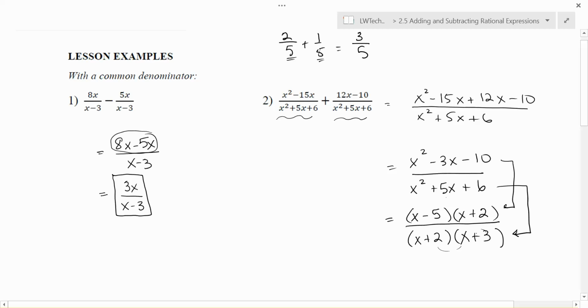So after factoring my expression, I now have this: x minus 5 times x plus 2 on the top, and x plus 2 times x plus 3 on the bottom. At this point, it's real easy to see that we do have a common factor we can divide out. The x plus 2 can divide out from the top and the bottom, and I'm left with my final, most simplified answer of x minus 5 divided by x plus 3.